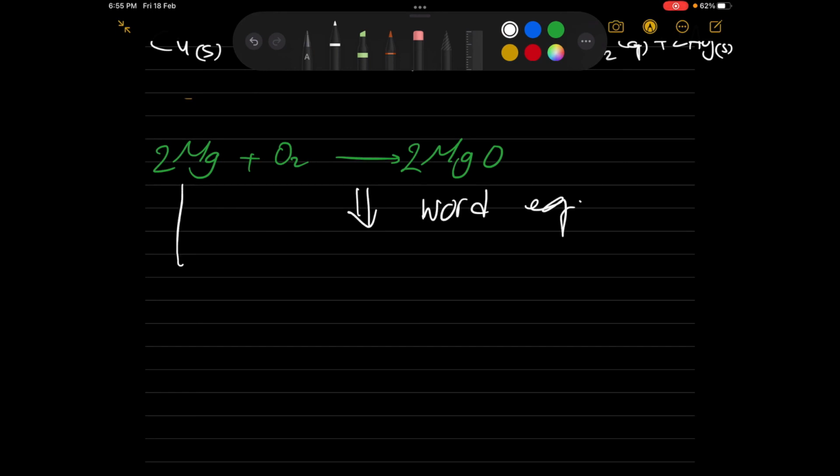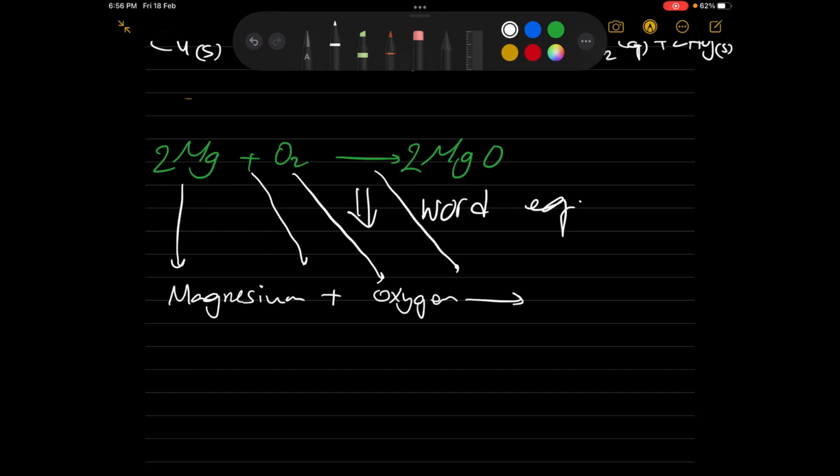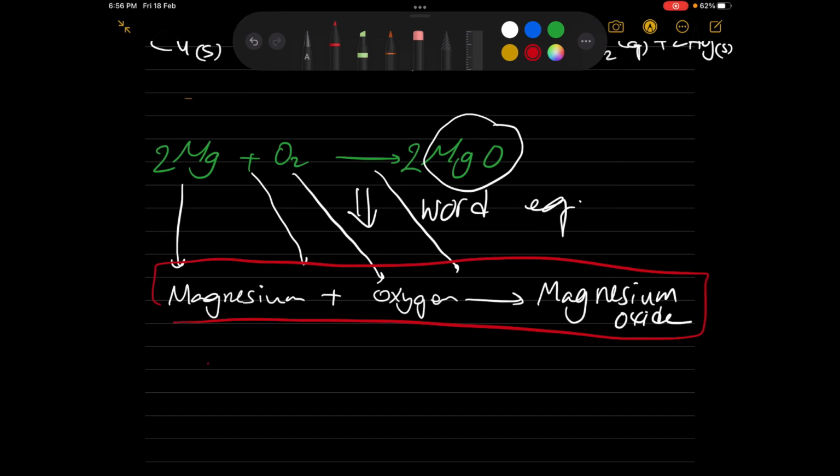First of all, you're going to say, this is magnesium, so you write magnesium. This plus will be the same, we put a plus. Here we have oxygen, so we write oxygen. We have the same arrow. What do we call this compound? It's called magnesium oxide. That's it. This is how to translate it into a word equation. This is a word equation because you're using words. This is a word, magnesium. This is simple. Yeah, that's it.